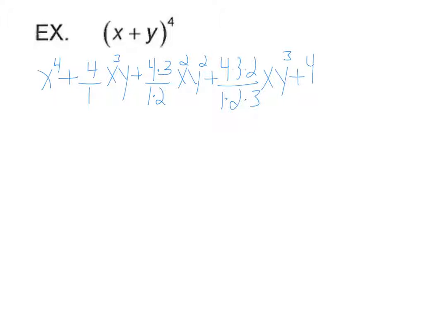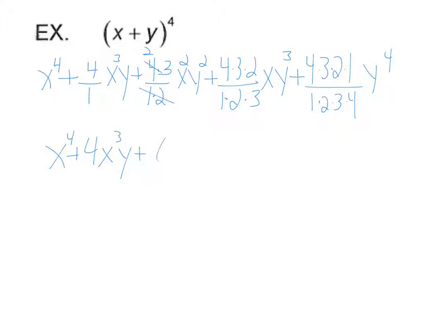And then we have 4, 3, 2, 1 on top. 1, 2, 3, 4 on bottom. X is gone. Y to the highest power. Now you're going to have to simplify all those little fractions. You can cancel stuff out, like on the second one, 2 goes into 4 2 times 3 is 6, and so on. So when you simplify down all those fractions, you end up with x to the 4th plus 4x cubed y plus 6x squared y squared plus 4xy cubed plus y to the 4th. I guess the advantage of this method over the triangle is you don't have to draw out a triangle.